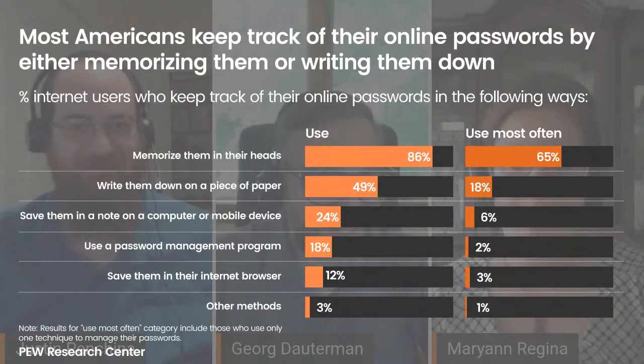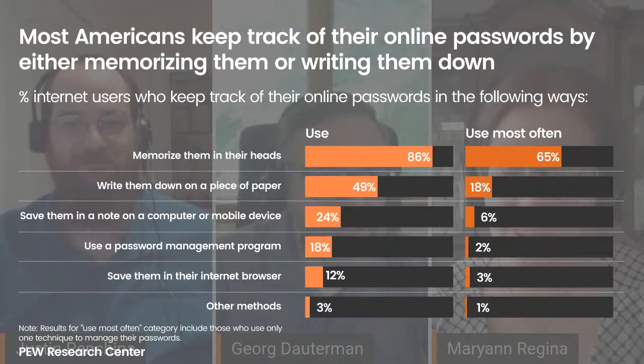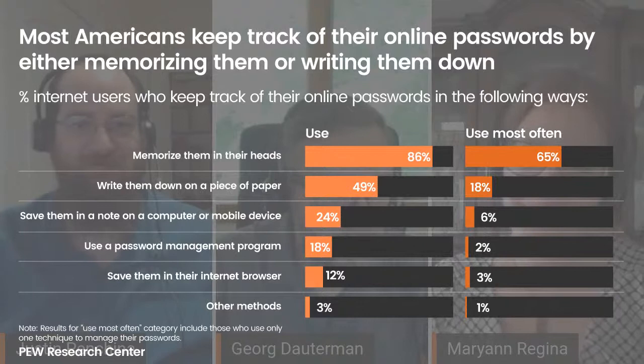So I mean, you can see we have a chart that actually shows how people save their passwords. Memorizing them in their heads is one of the most secure ways, until you have to change it every time you log in. I've heard people write them down on a piece of paper, and I've actually had people tell me, "No, it's okay, I write it down on a piece of paper." But that's not secure for a couple of reasons.